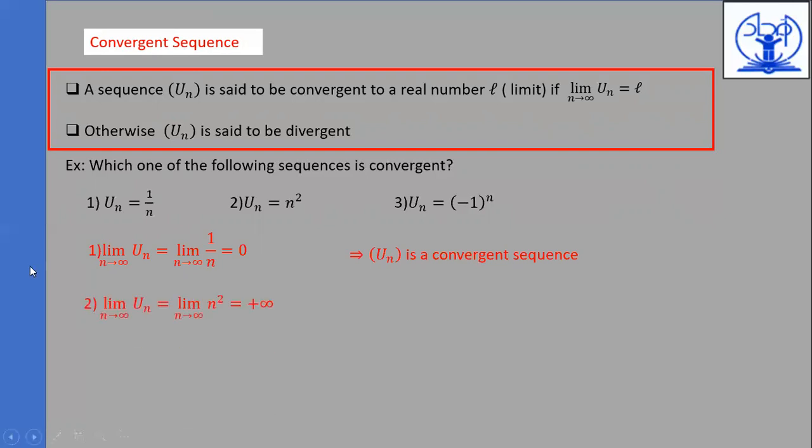What about the second sequence? The limit of un as n tends to infinity. It's infinity squared, which is what? Infinity, which means that the sequence is not convergent. Correspondingly, it's a divergent sequence.